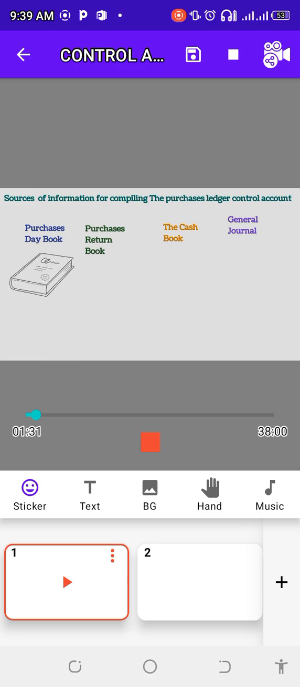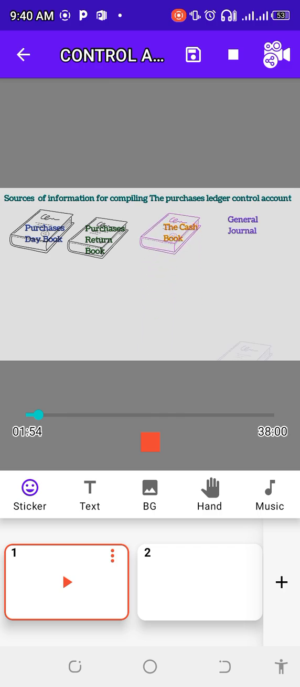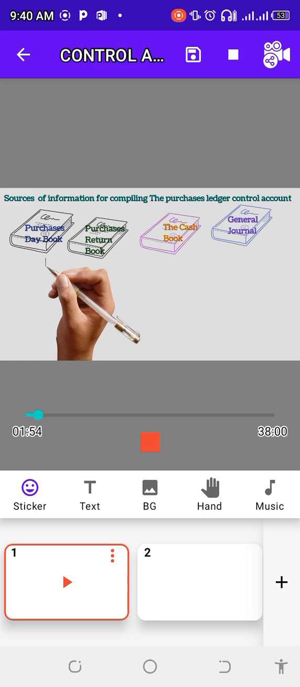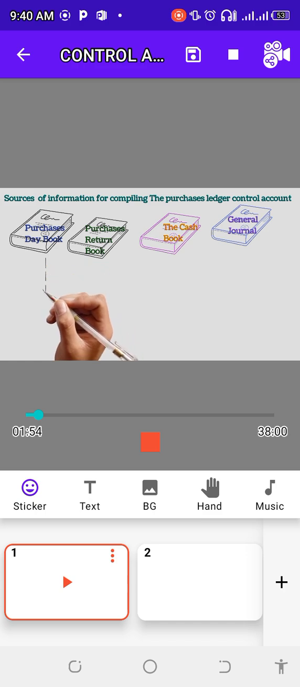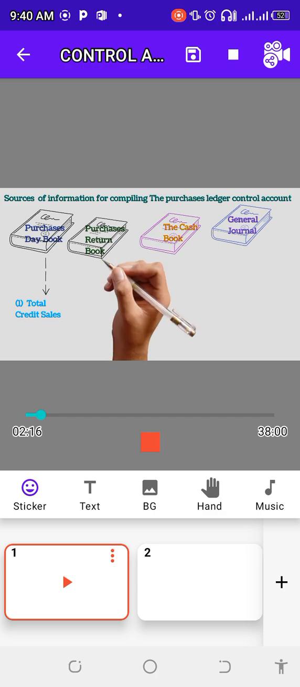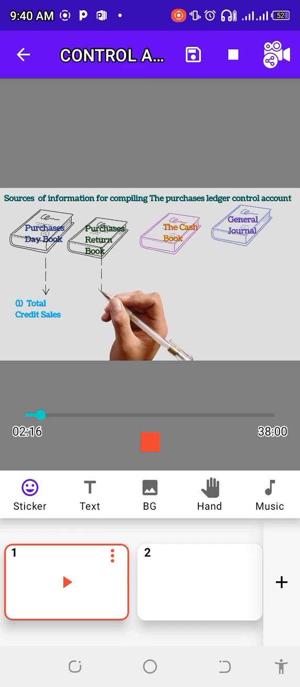Now, the information we get from the purchases day book is total credit purchases. That is number one. The information from the purchases day book, or the purchases day journal, is total credit purchases. So the first item for purchases ledger control account is total credit purchases, and this information is gotten from the purchases day book.